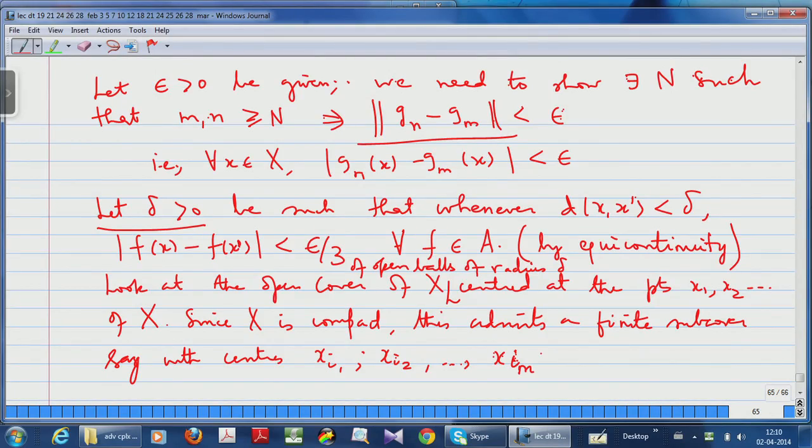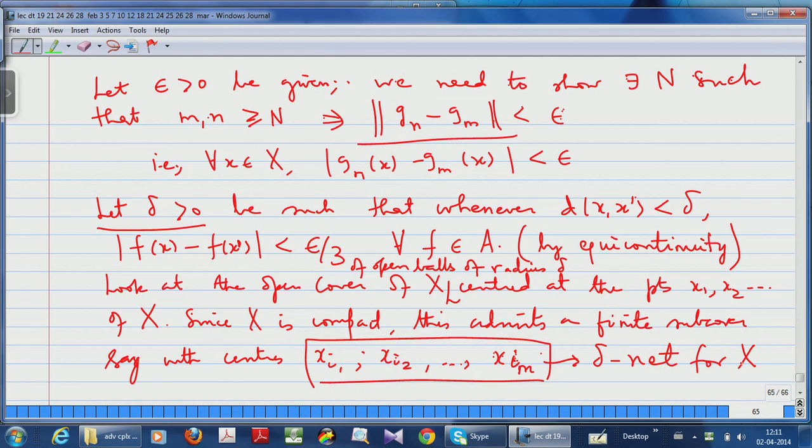this open cover will give rise to a finite subcover. Those finite subcover will be centered at finitely many points which are among these xi's, and we label those points by xi1, xi2, etc., xim. You take the open balls of radius delta centered at each of these finitely many m points, and you take the union, you get X. So this finite collection of points among the countable dense subset is a delta net. This is a delta net for X, and we'll have to work with this.